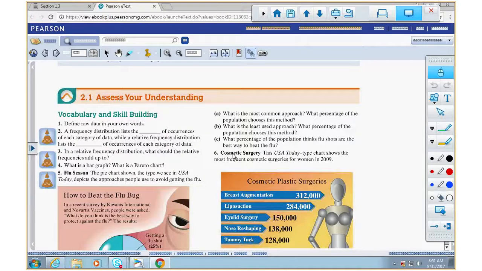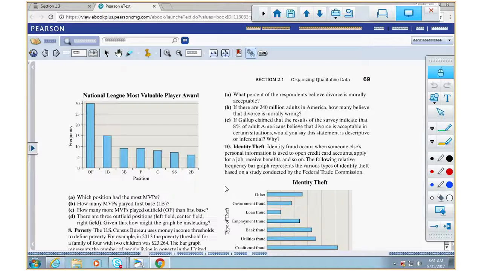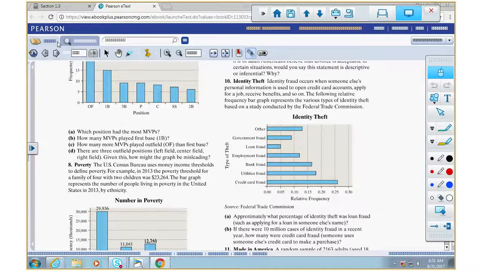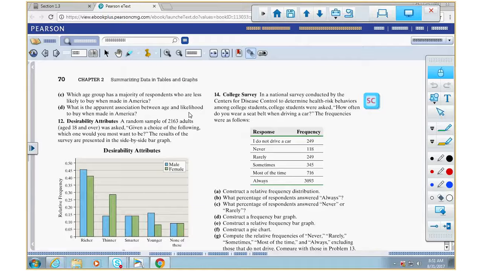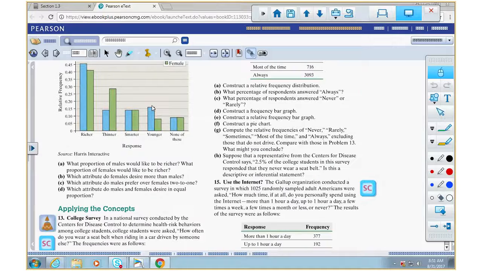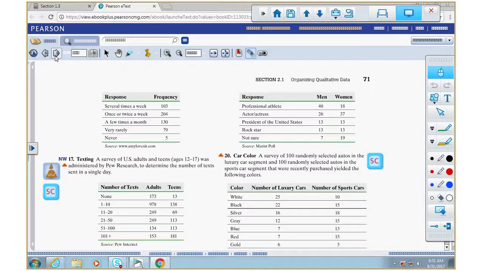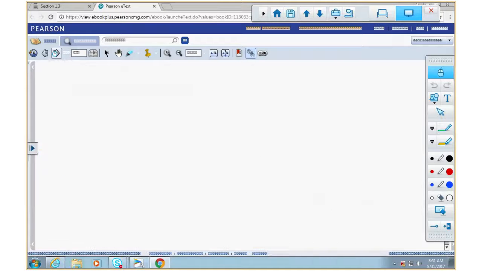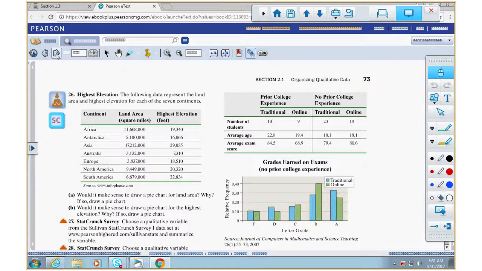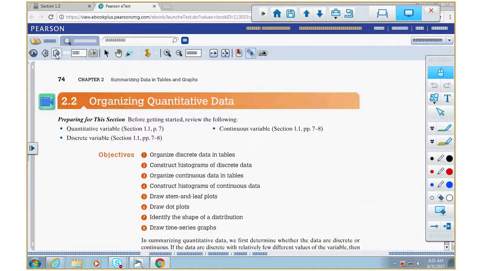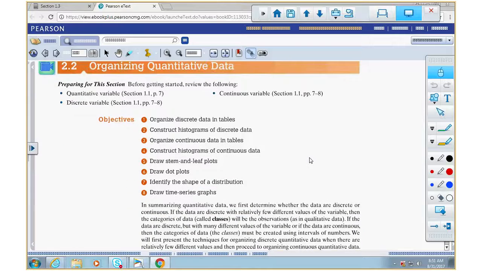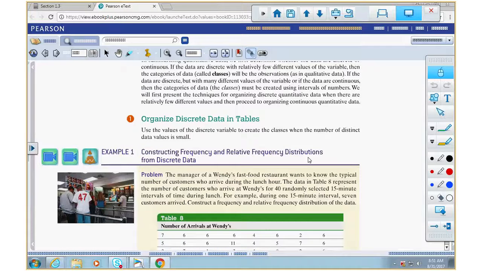And that's 2.1. 2.2, do we go through 2.2? What do we cover in chapter 2? Okay, 2.4. And then we get into the math. Let's see what's in 2.2. Probably going to be class width and all that good stuff. Yep.